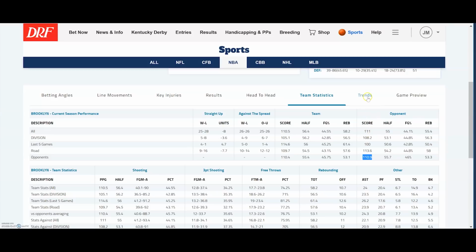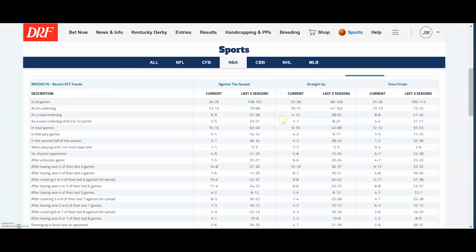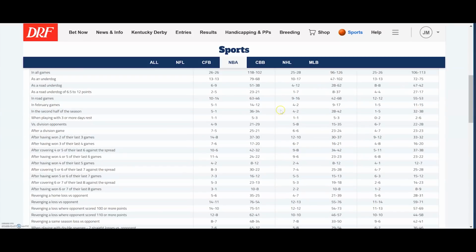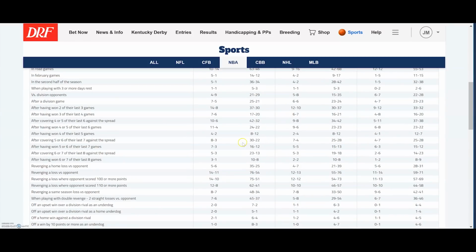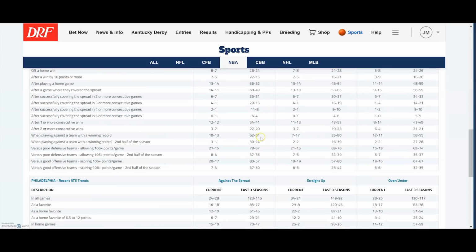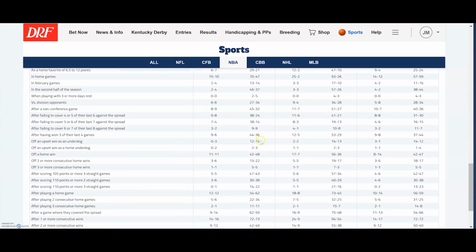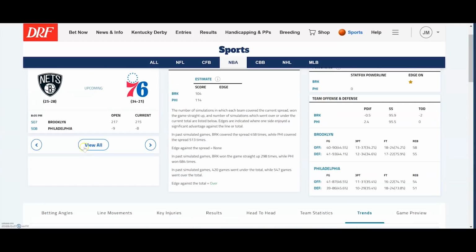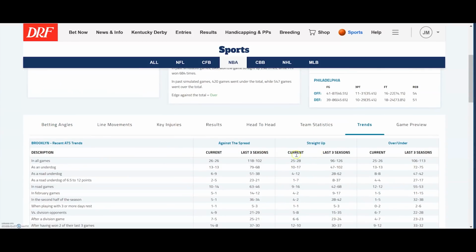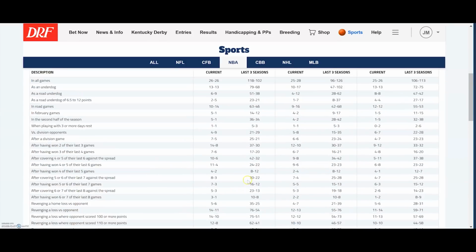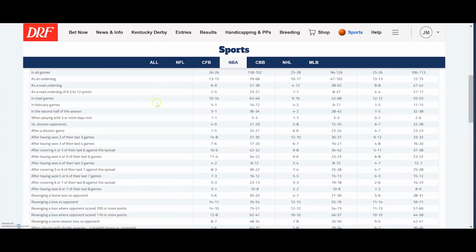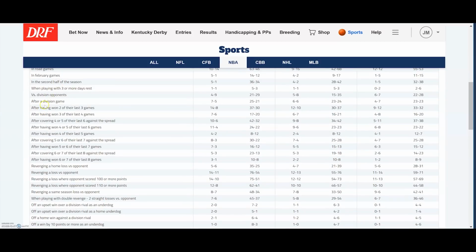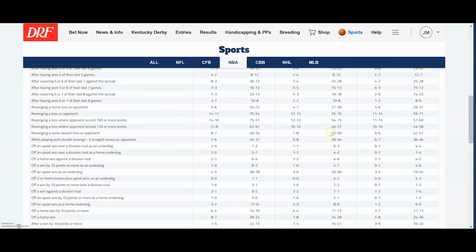they're playing against. Trends, again, this is a massive library of all the different conditions and situations you'll need as you handicap this game. So if something doesn't appear in your betting angle section, you can dig through here and see things like how does Brooklyn do in road games, how have they done in February, how have they done after winning 2 of their last 3 games.